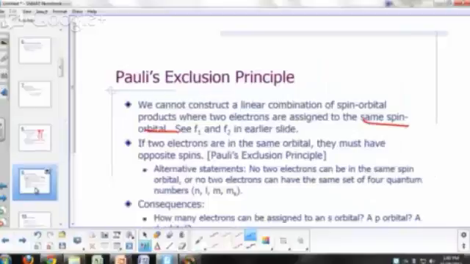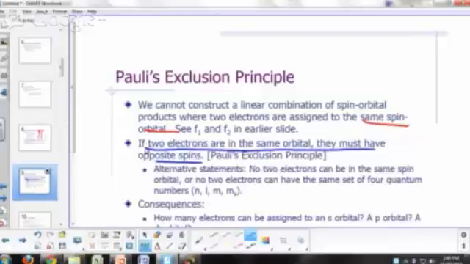Okay, so Pauli's principle says the wave function must be antisymmetric with respect to exchange of labels for any pair of electrons. Pauli's exclusion principle says that you cannot assign more than 1 electron to a spin orbital. Or you cannot assign more than 2 electrons to an orbital, and if you do, one has to be spin up, the other one has to be spin down. So if 2 electrons are in the same orbital, they must have opposite spins. That's known as Pauli's exclusion principle.